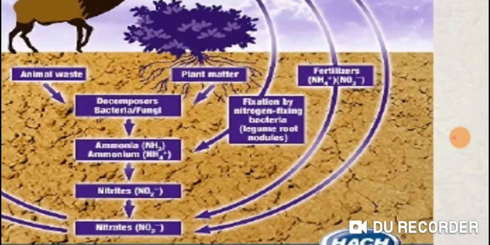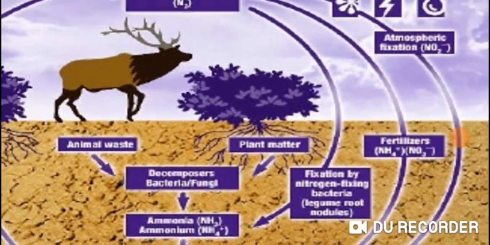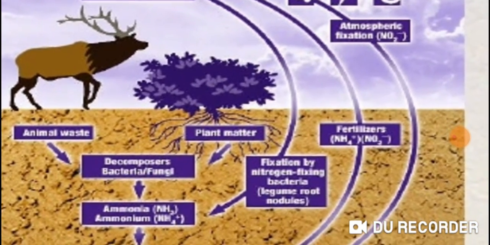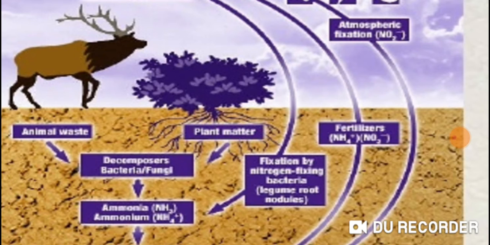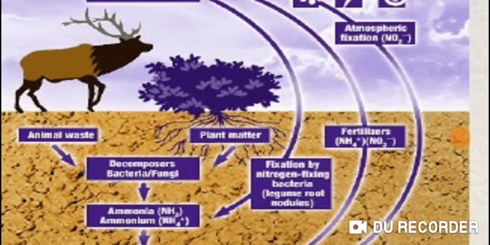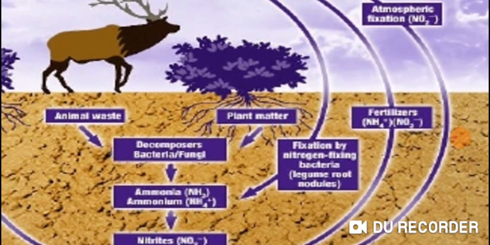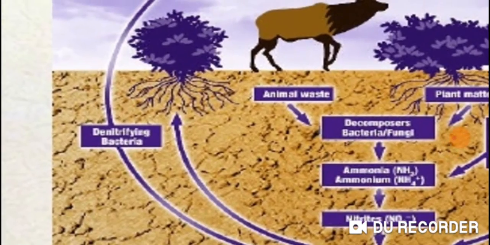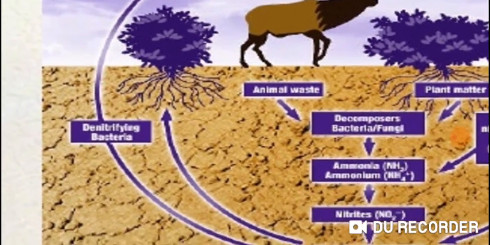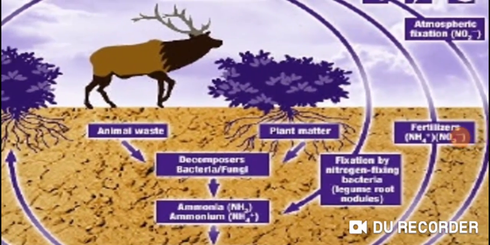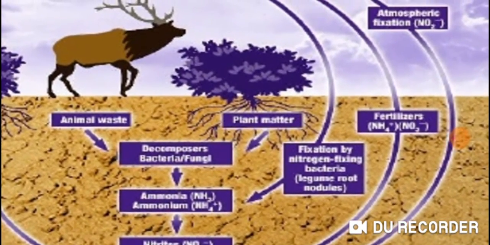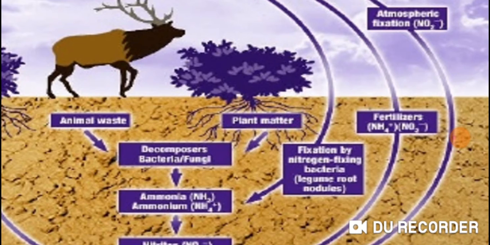Nitrogen fixation, how the nitrogen is fixed first, then nitrogen assimilation, then ammonification, then nitrification, then denitrification. Here you can see denitrification. So basically what happens is, first of all, the nitrogen fixation.